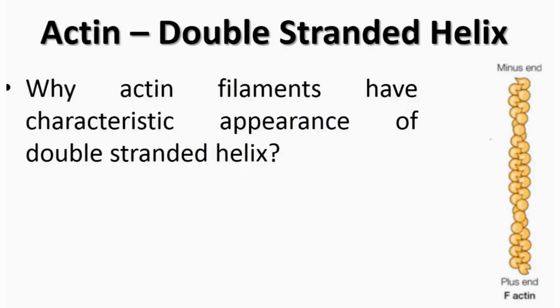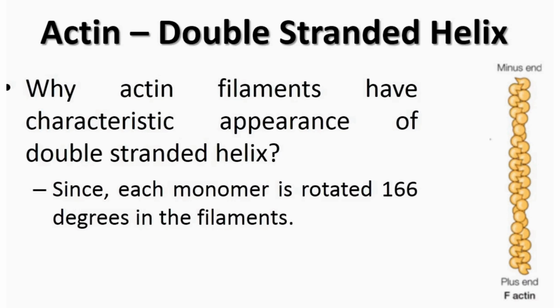Now, actin is a double stranded helix. The question arises in our mind, why do actin filaments have the characteristic appearance of a double stranded helix? The answer lies in the way the monomers are rotated across the scaffold. Since each monomer of actin is rotated 166 degrees in the filament, we have actin which is a double stranded helix.